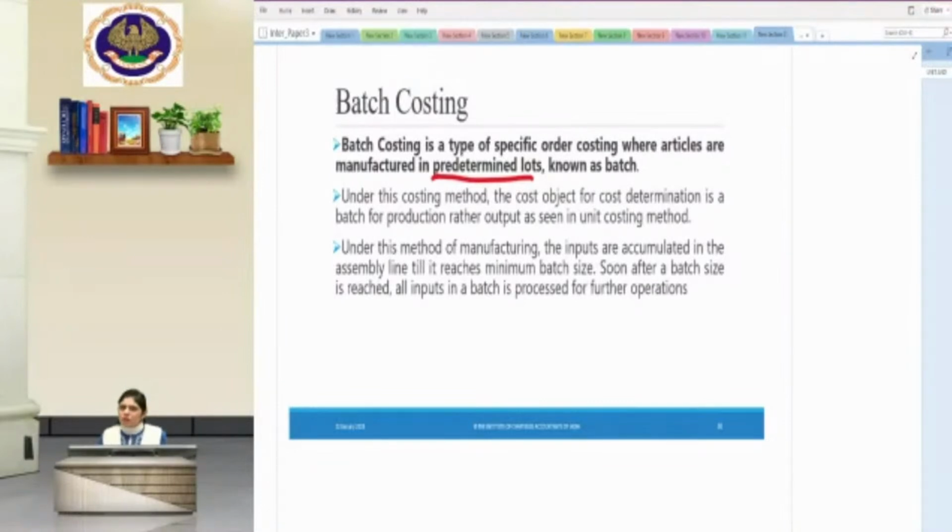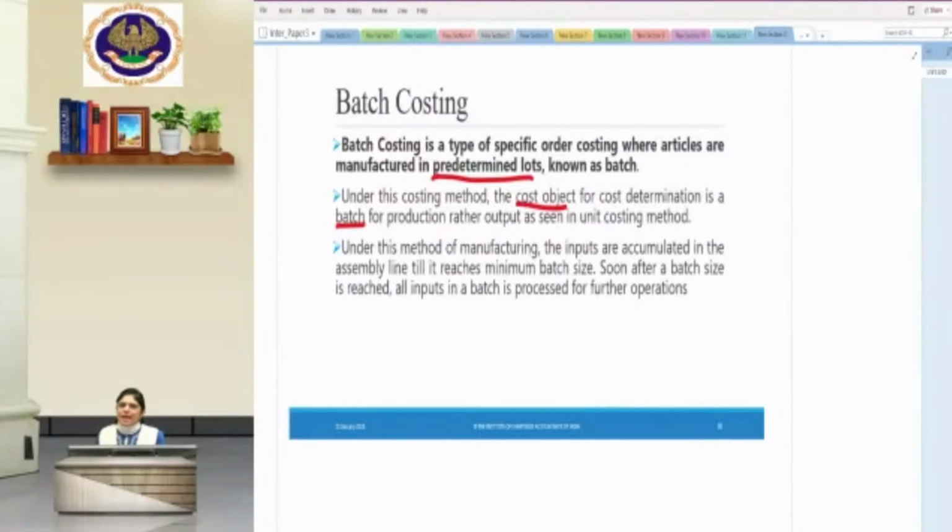So batch costing means a lot of units in one batch, in one lot. All right. So multiple units in one lot are manufactured together. That is batch costing. Under this costing, the cost object for cost determination is the batch. So the cost object is per batch. In unit costing, it was cost per unit. Here you will calculate cost per batch.